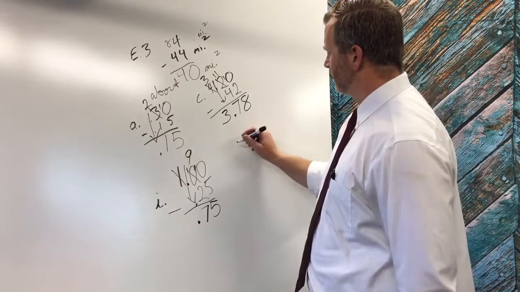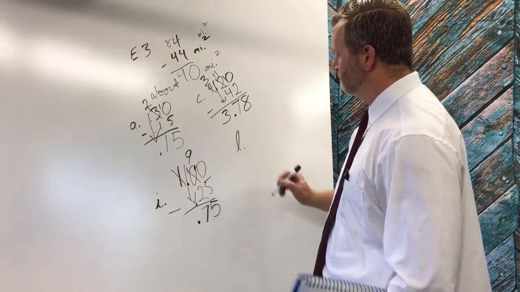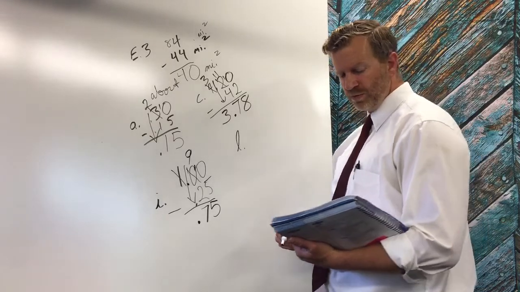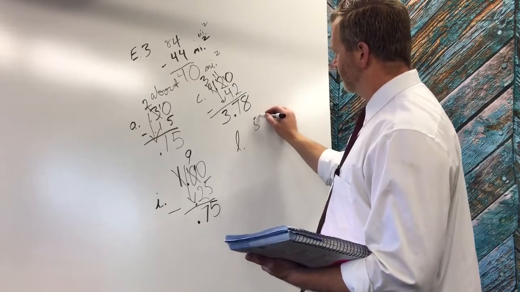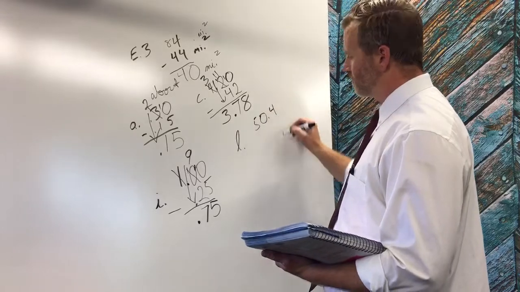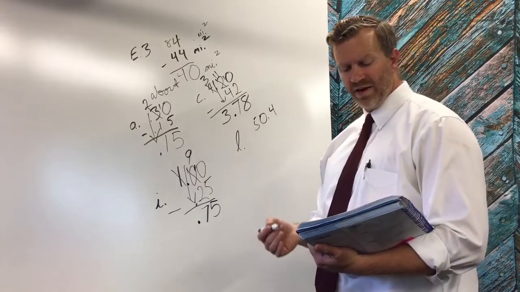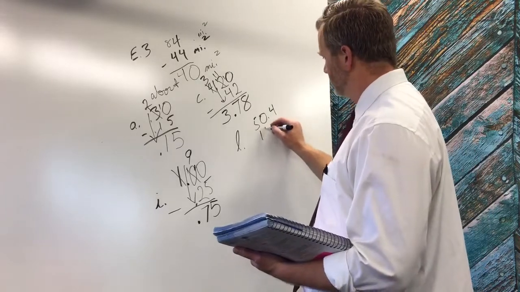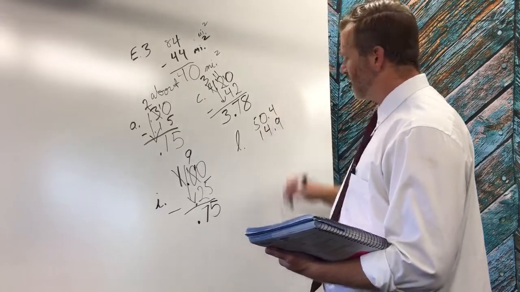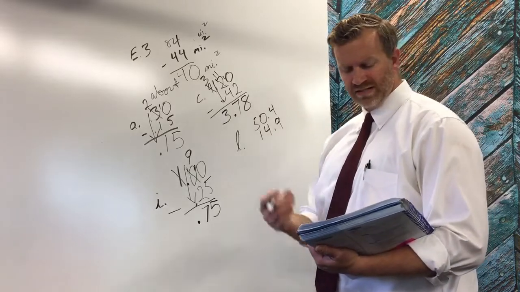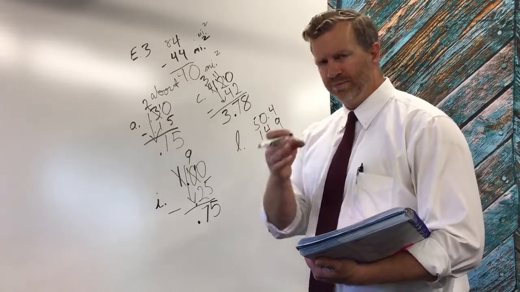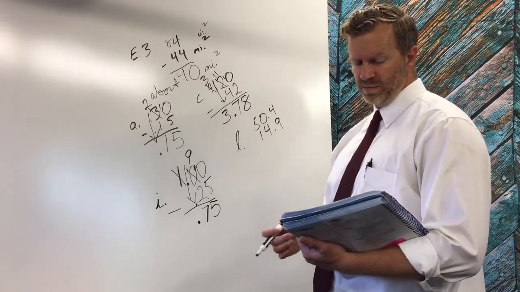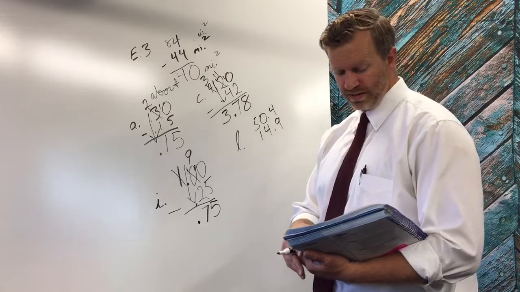So problem L. Here we go. It says the land area of Long Beach, California is 50.4 square miles. So we got 50.4 square miles. And it says the land area of Jersey City, New Jersey is 14.9 square miles. So we got 14.9. Awesome. And it says about, that's telling us we want to estimate, about how much greater is the land area of Long Beach. Explain why your estimate is reasonable.